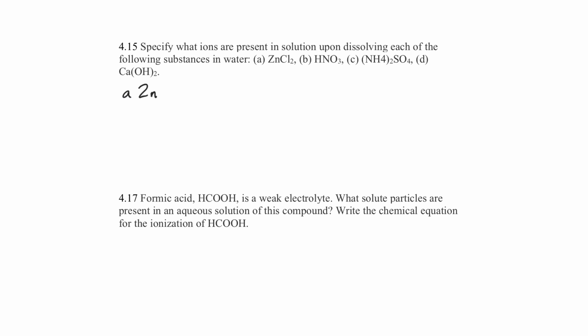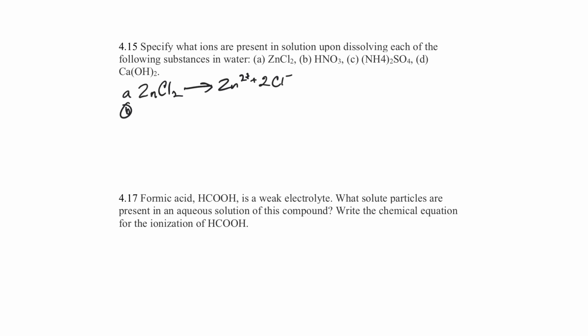Let me see what they're asking. If they're wanting the whole thing, zinc chloride will break apart into a zinc ion, and then what's left over? 2 chloride ions. Remember, the chloride is a -1, and I had 2 of them to balance with that +2. And so I'm going to have a zinc ion and 2 chloride ions. All right. What about B?